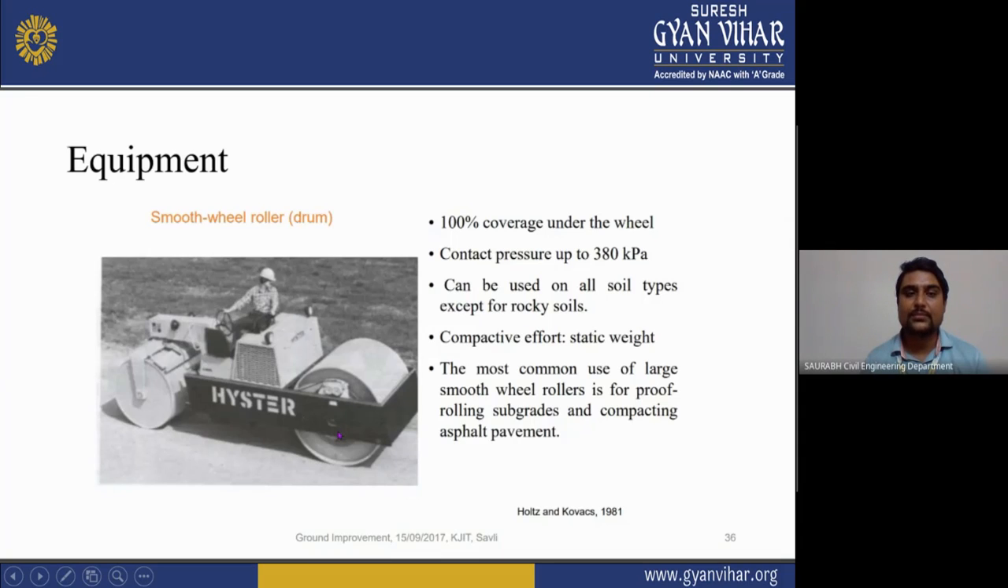And there are also some equipment available, like the smooth wheel roller, by which we can do this soil improvement. As you can see, 100% coverage under the wheel. Contact pressure is up to 380. It can be used on all kinds of soil except rocky soil. The most common use of the large smooth wheel roller is proof rolling, subgrade and compaction of asphalt pavement. As you can see, this is the roller, and this can be used in the improvement of ground.